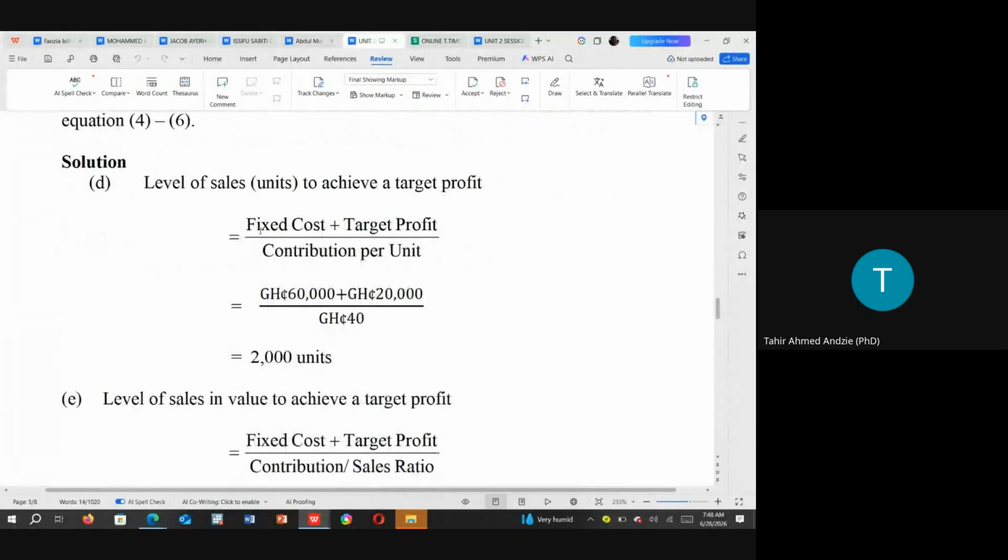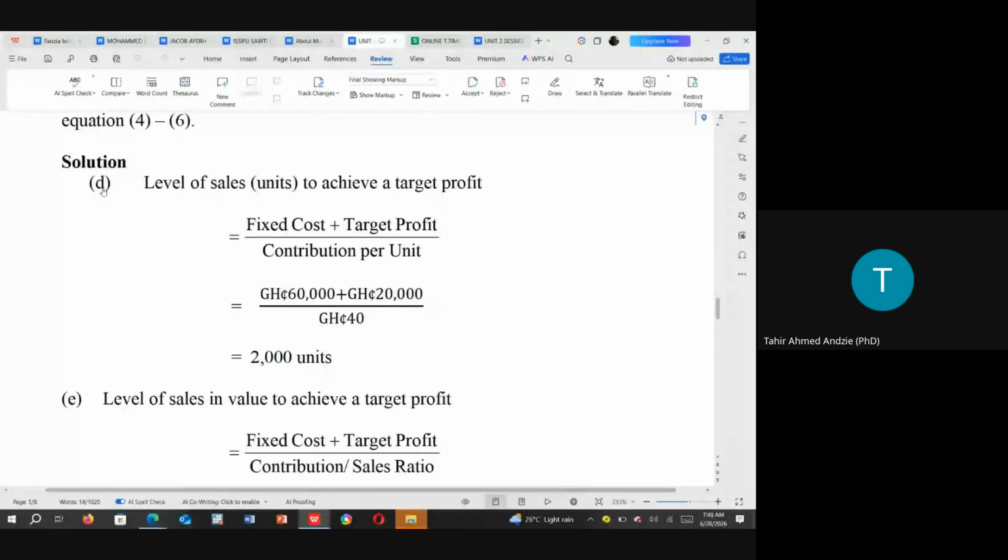So we now look at D. It's asking for the level of sales to achieve a target profit. And this is given by fixed cost plus target profit over contribution per unit. We know that the contribution per unit is already 40. We have calculated that one earlier. So our fixed cost is 60. Now the target profit is 20. So fixed cost plus the target profit divided by the contribution per unit.